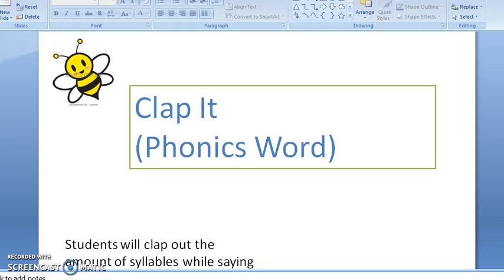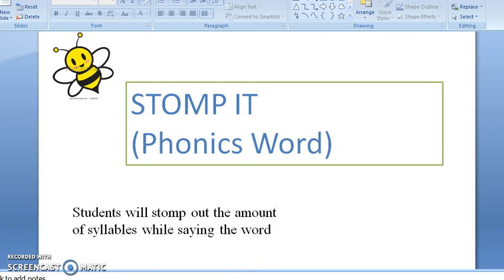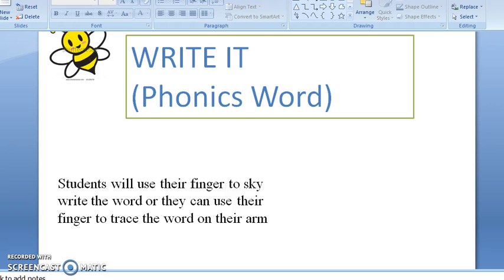Then we would move on to stomp it. Obviously I cannot stomp while I'm doing the video, but the students will take their feet and do basically the same thing. When they clapped it, they would stomp the amount of syllables out. So they would give two stomps for apple because it has two syllables. Or, which we also do sometimes, which the kids love, we would bang our hands on the desk twice, representing again the stomping, but it will show us that the students actually found out apple has two syllables. Then we would write it.